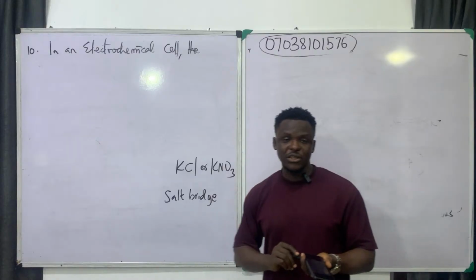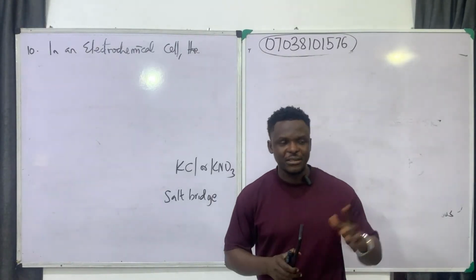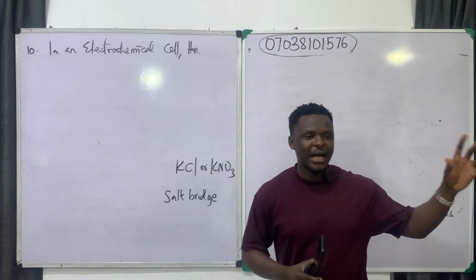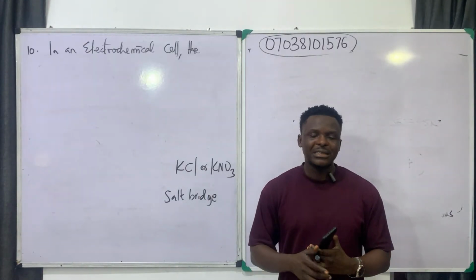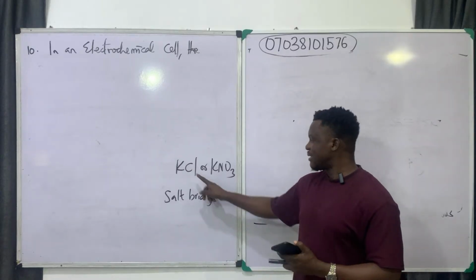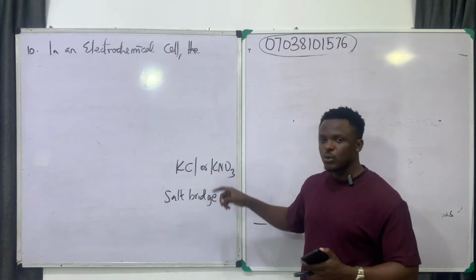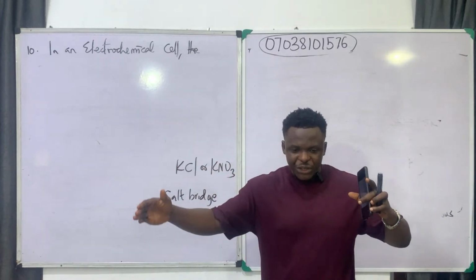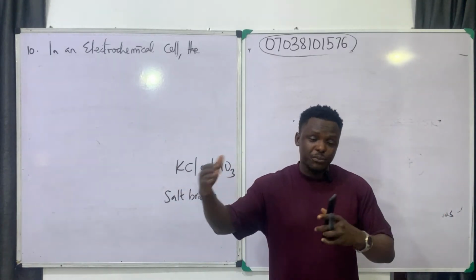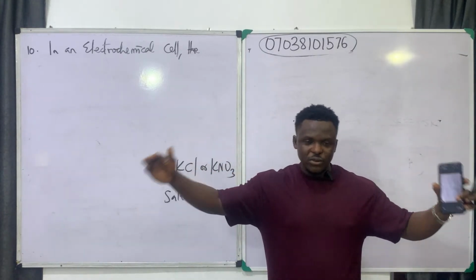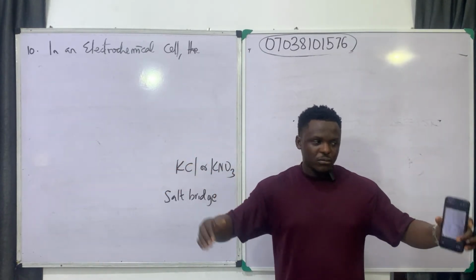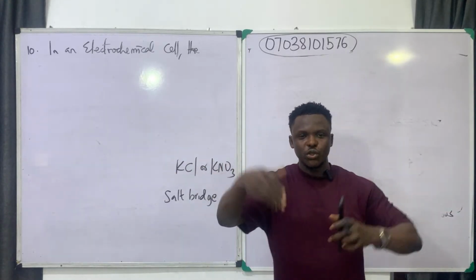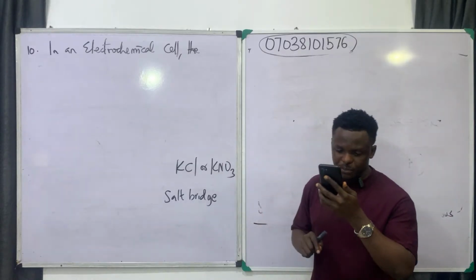Take note of that. A salt bridge is a medium that connects the two electrodes of a galvanic cell. It connects the anode and the cathode. Now, as the word implies, salt bridge, KCl is a salt. So it contains salt inside of it, right? That bridges the two cells. That's why they call it a salt bridge. A bridge is something that connects two parts, right? So it connects the anode to the cathode. And what is it made up of? A salt. That is why it is called a salt bridge.